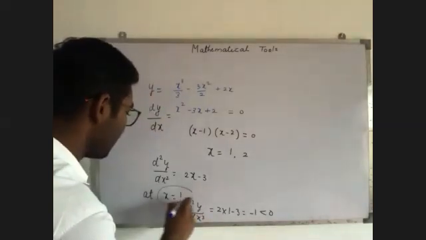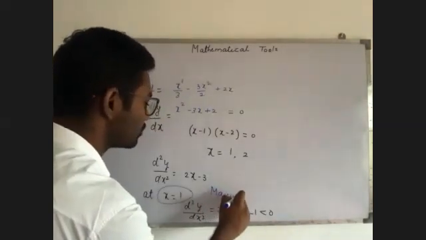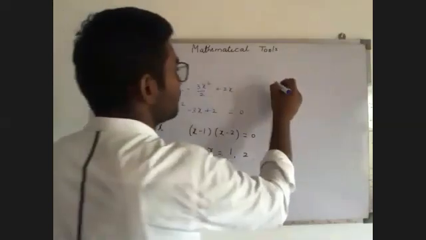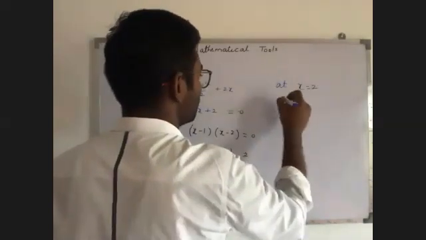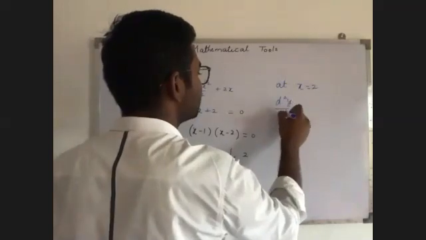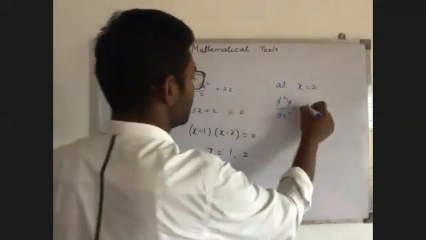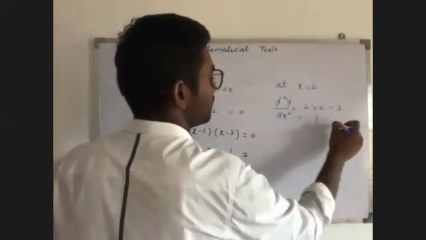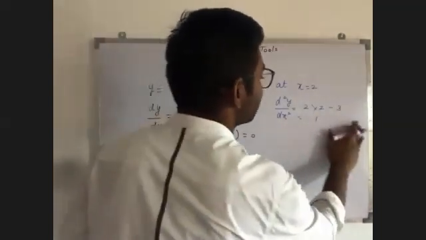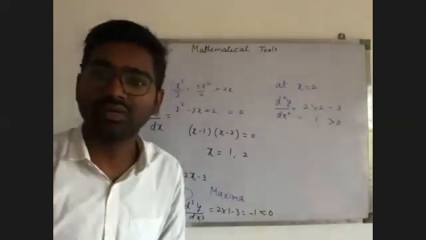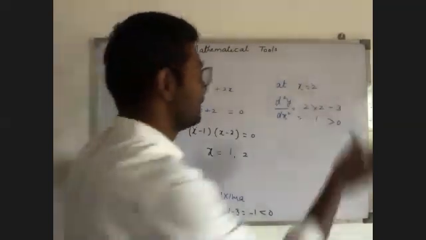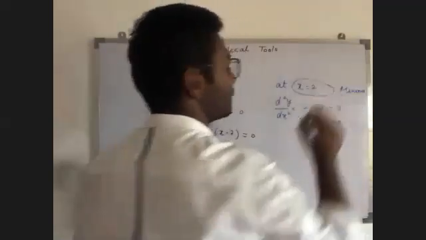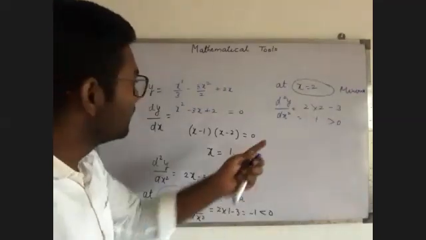Maxima means at x equals 1, maxima is going to exist. In the same way, at x equals 2, d2y over dx square: if I put the value, 2 into 2 minus 3, that is 1. It is 1, means d2y over dx square greater than 0. What does it mean? At this point it is minima. What is going to be the maximum and minimum value at these points?